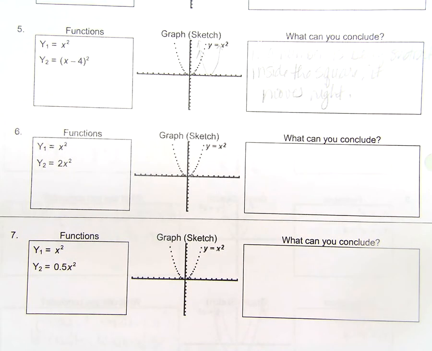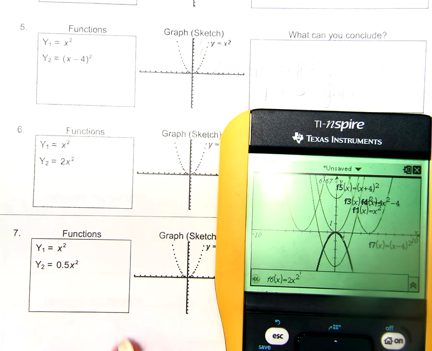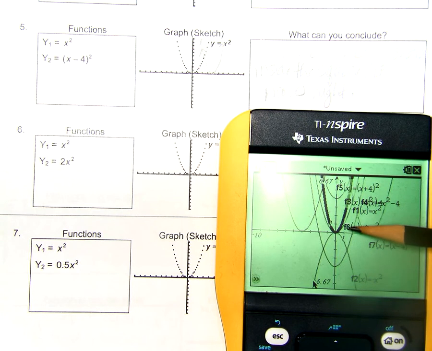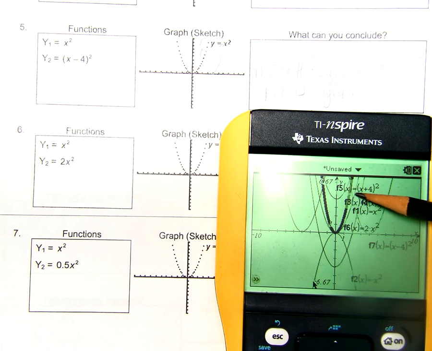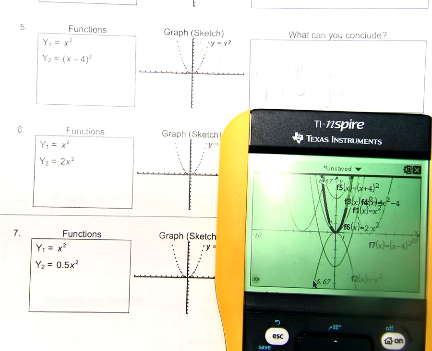Let's see, tab 2x squared. Remember, the one I'm currently on is the one that's going to be the darkest, right? What happened? Okay, I know I have a lot of graphs on here, but this one right here, that's my parent function. So what happened to it? What do you mean it got smaller? Skinnier?